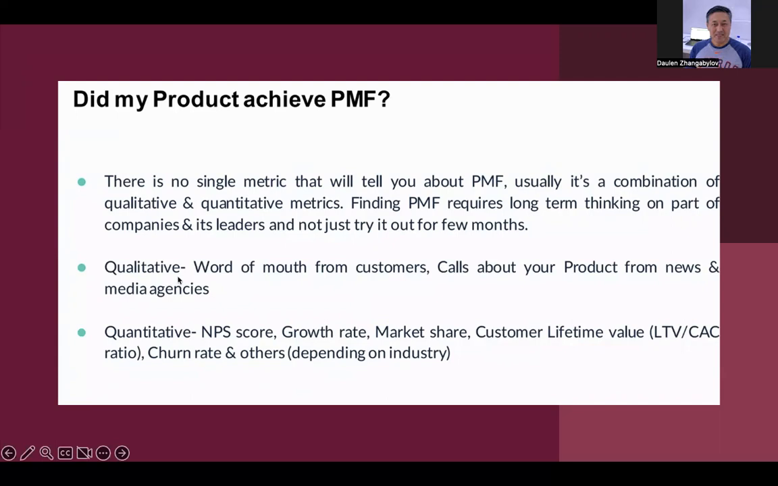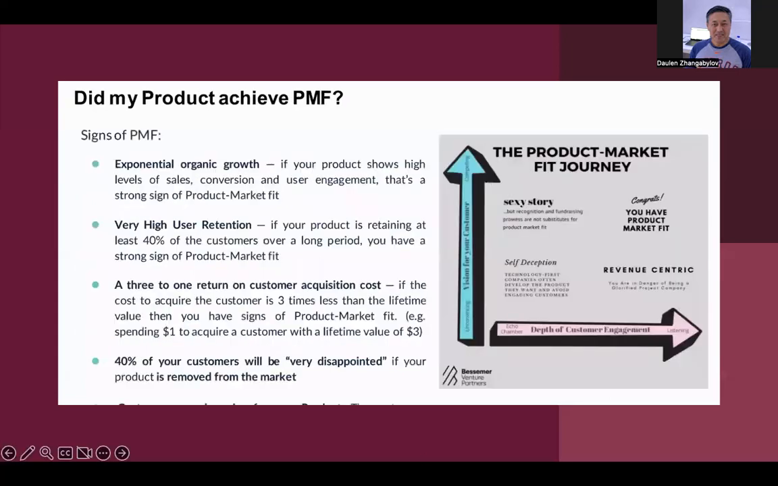Like I said, qualitative is kind of a referral business: word of mouth from customers, people get interested. And quantitative is your NPS score, growth rate, market share, customer lifetime value, and so on. We'll talk about these quantitative and qualitative metrics in our next sessions. So let's stay on this question.